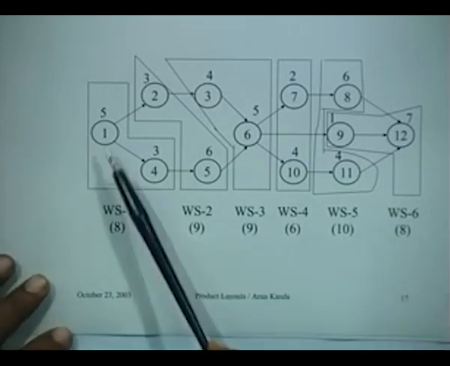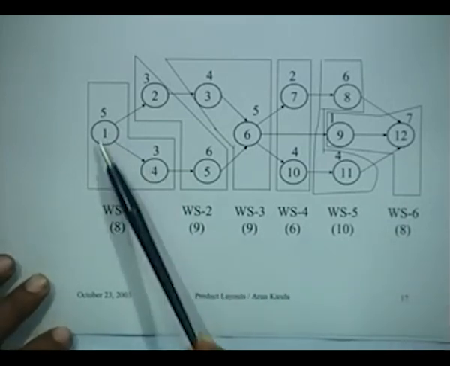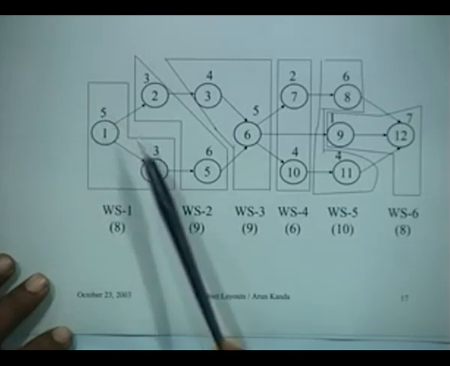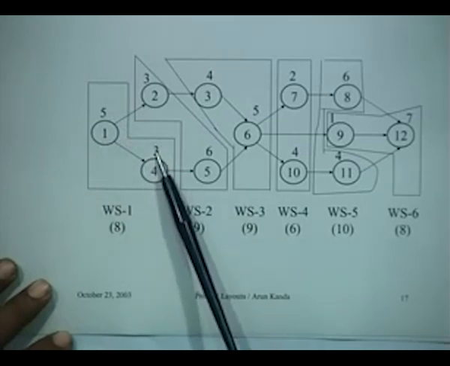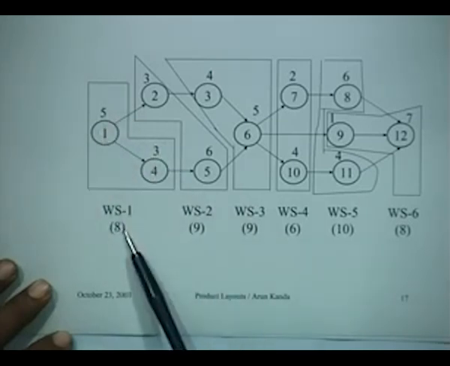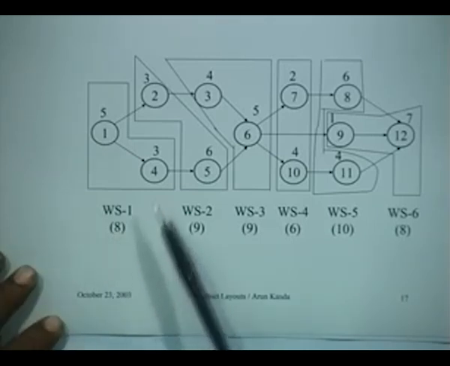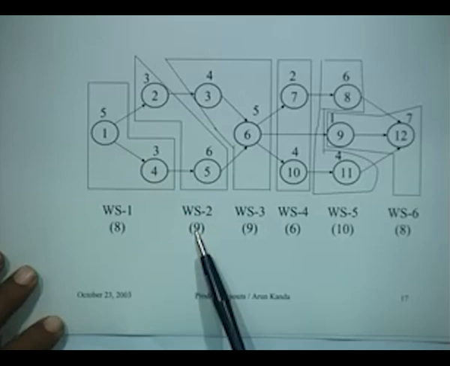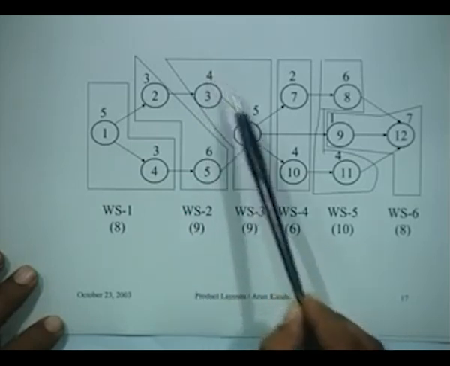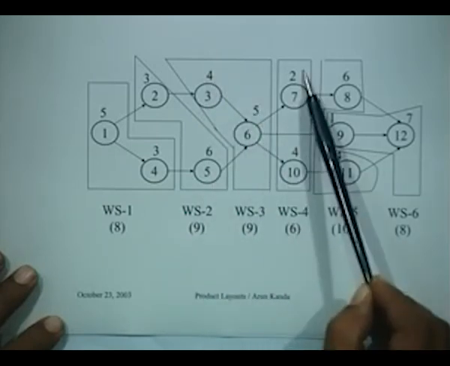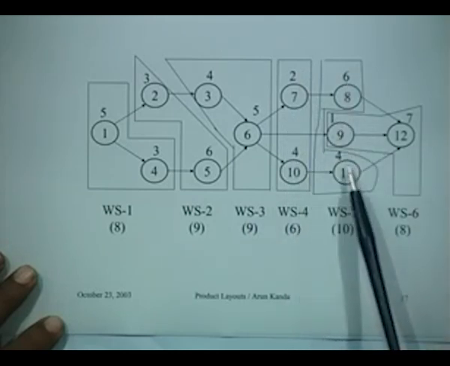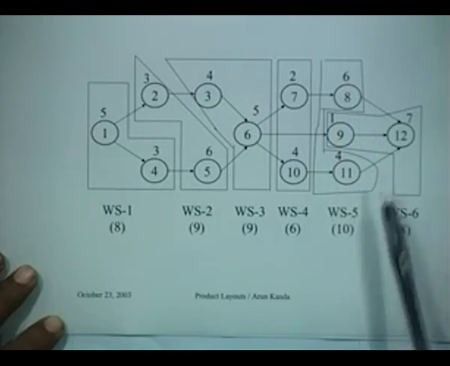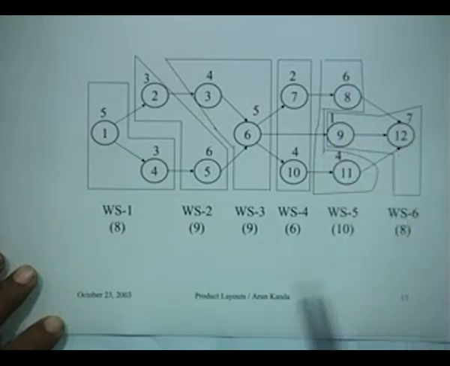What we can say is, I can club these two operations, 1 and 2, and this takes 5 plus 3, whatever the unit of time. So workstation 1 will take 8 units of time. I should not exceed 10, that's the important thing. So this is now 3 and 6, which takes a time of 9. This one takes 4 plus 5, which is 9. This takes 2 plus 4, which is 6. This takes 6 plus 4, which is 10. And this takes 7 plus 1, which is 8.